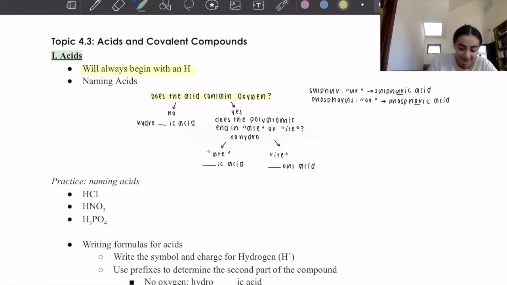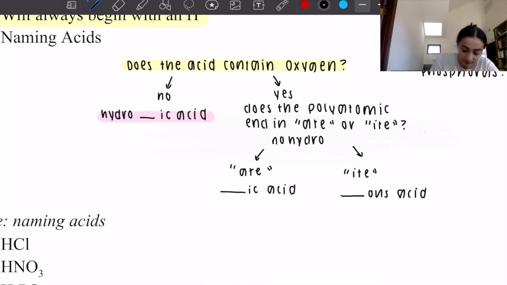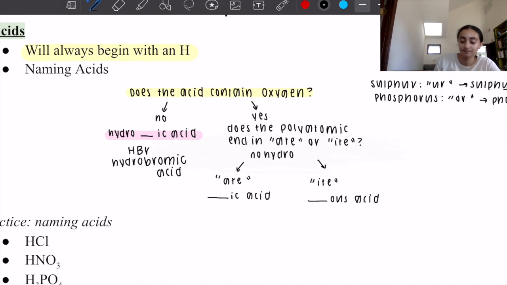If the acid does not contain oxygen, you are going to name it as hydro, and then the element with an ending of ic, and then acid. So for instance, if we had HBr, there's no oxygen there, so this would just be hydrobromic acid because there's bromine in it.